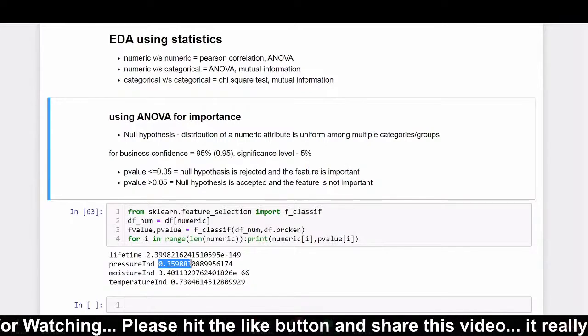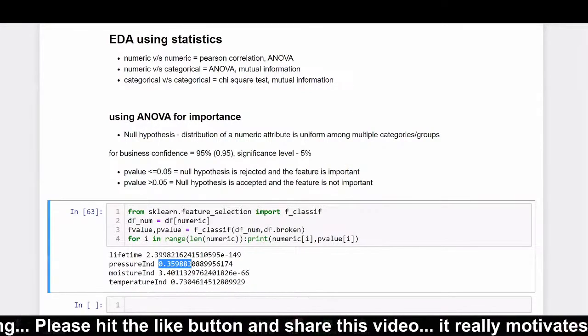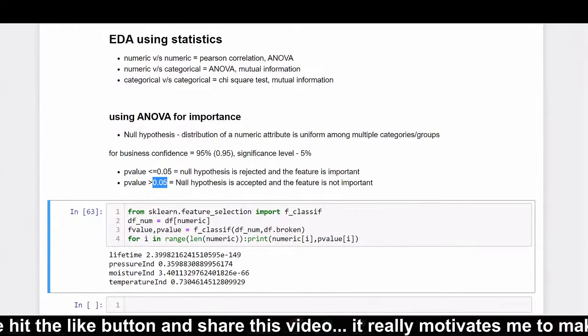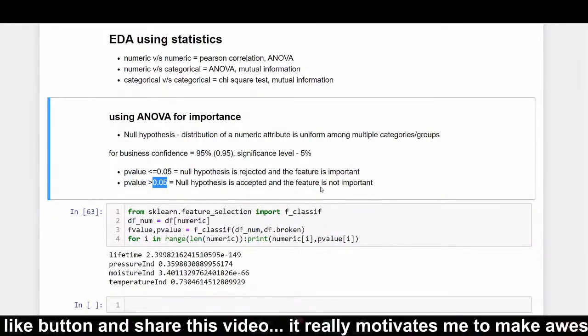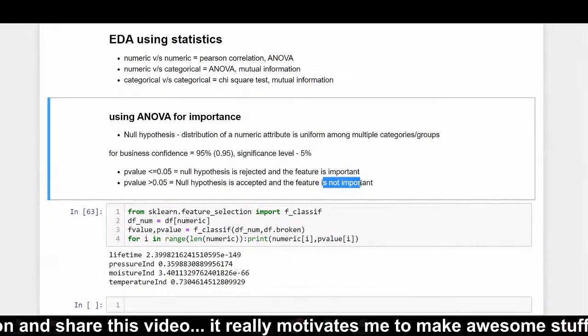Whereas for pressure, as you can see, the p-value is higher than 0.05. The null hypothesis is accepted and the feature is not important. We also see that in bivariate analysis as well.